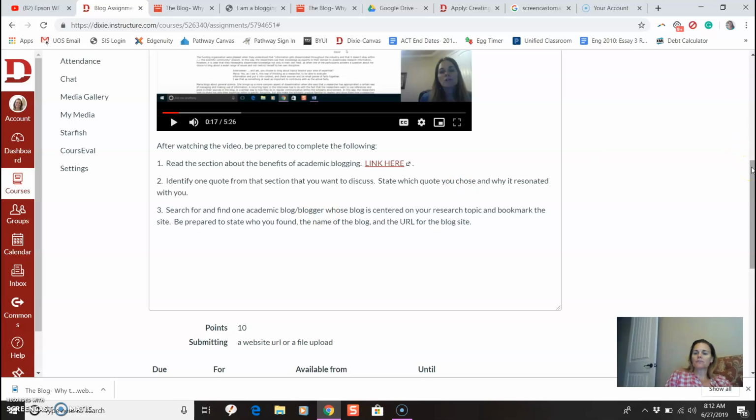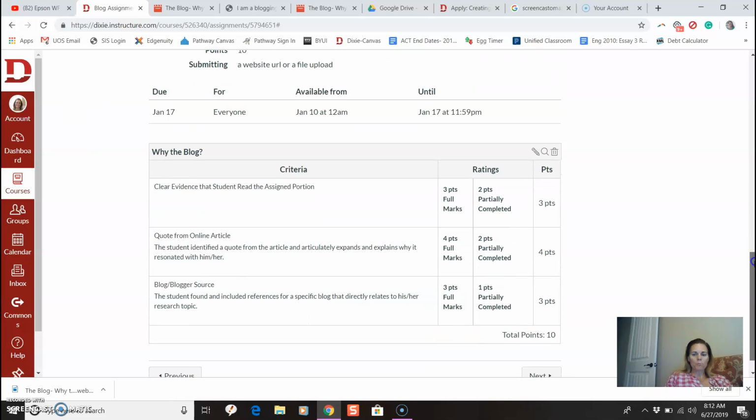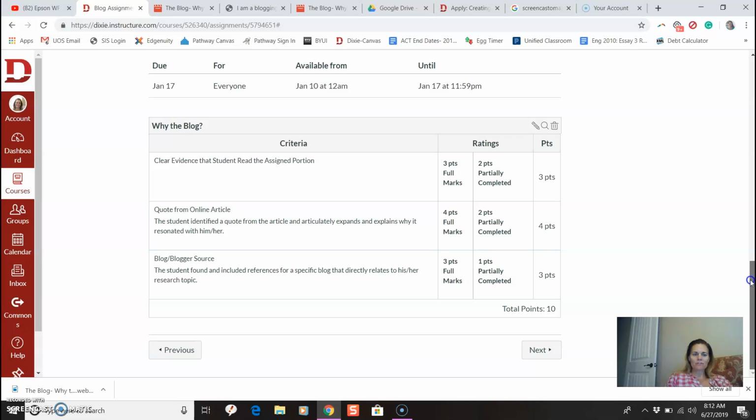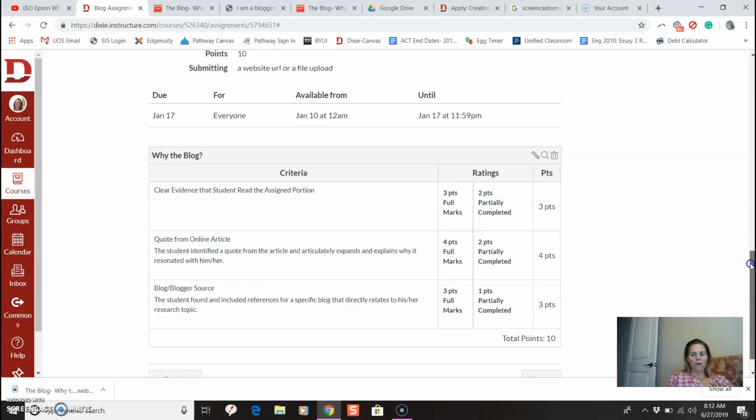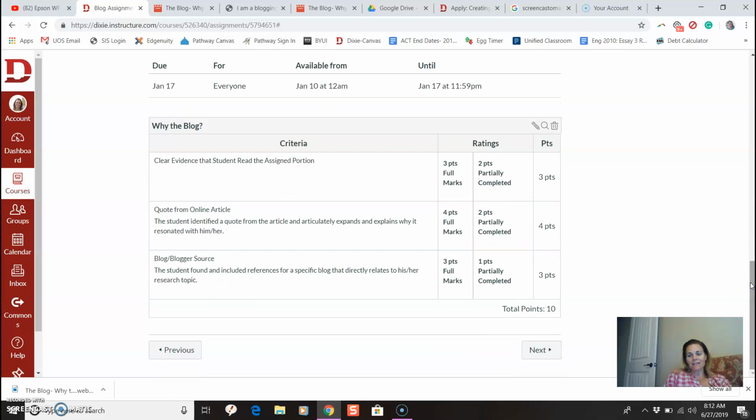That's included in the directions and then down below as well. And then there's a rubric that I've included for the assignment so that they can see the specific breakdown of how the points are being assessed. So that's my assignment. Okay. Thanks so much.